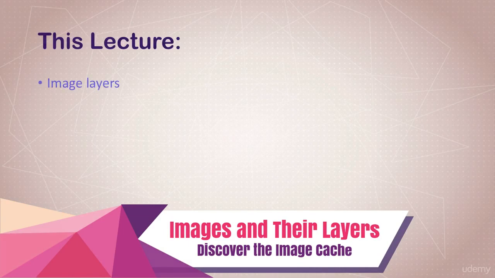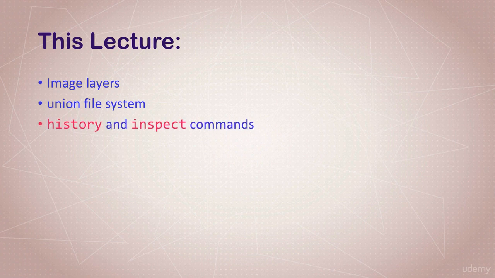Alright, in this lecture, we're going to talk about image layers. This is a fundamental concept of how Docker works, and it uses something called the union file system to present a series of file system changes as an actual file system. So we're going to dive into the history and inspect commands and see how we can use them to understand what an image is actually made of.